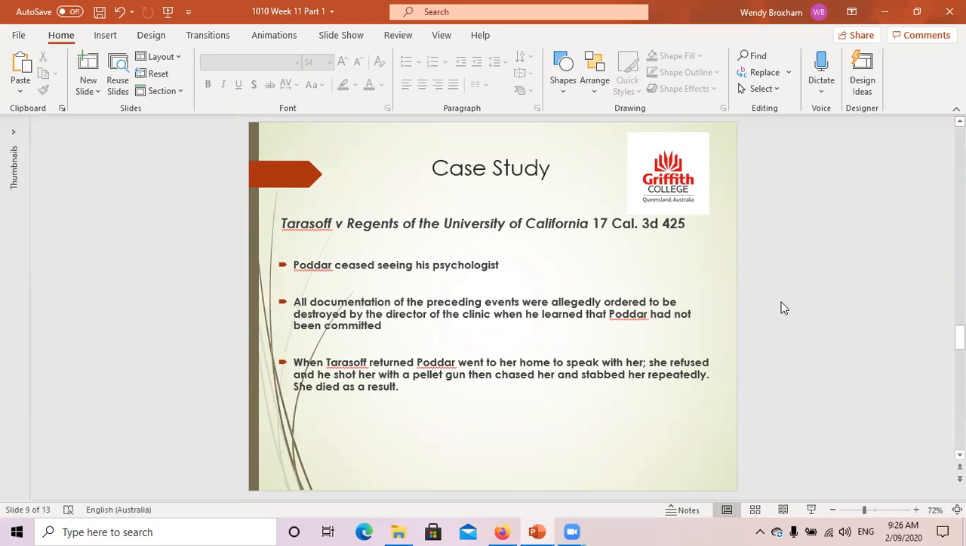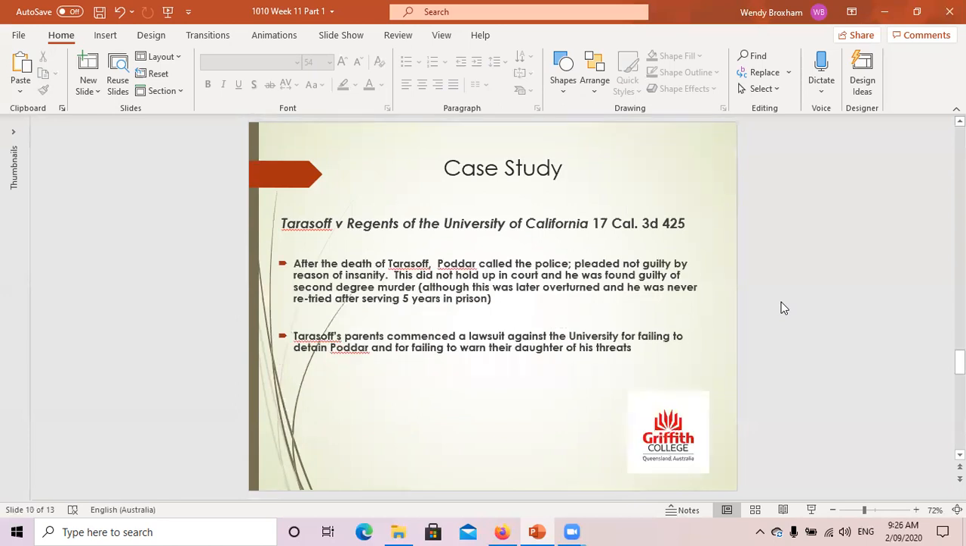So Tatiana came back from holidays. He went to her home to speak to her. She refused, and he shot her with a pellet gun and then chased her and stabbed her repeatedly, and she died as a result. I wonder how the campus police are feeling now. Their warning off works so well.